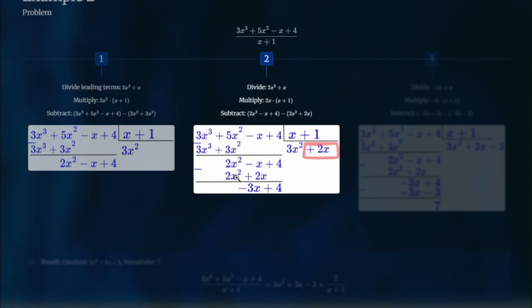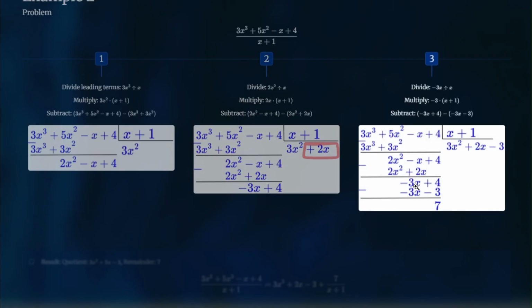Now let's multiply. 2x times x is 2x squared. 2x times 1 is 2x. Next step, we subtract. 2x squared minus 2x squared is 0. Negative x minus 2x is negative 3x. And we bring down our 4. We need to do it one more time.